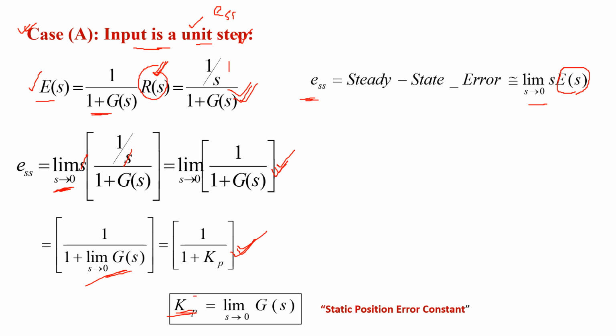Here Kp is known as the static position error constant. This is very important. That is, Kp is the static position error constant, given as limit s tends to 0 of G of s. And this is the expression for steady state error if the input is a step.